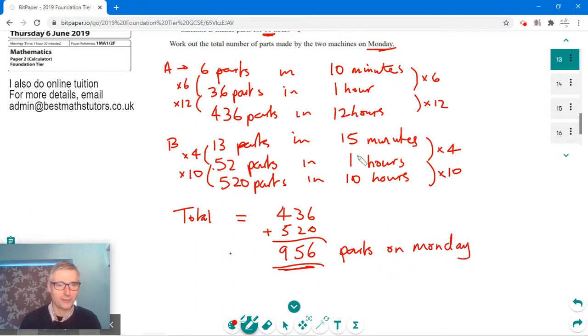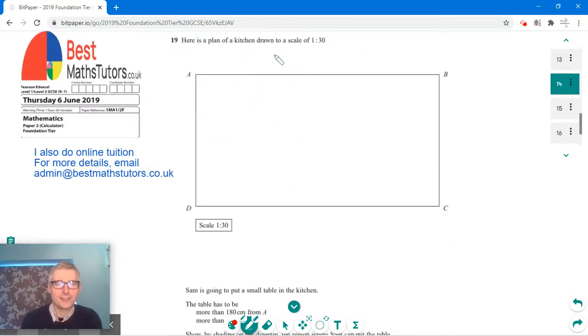So that's question 18 done. Question 19 is a question where we've got a diagram of a kitchen and it's drawn to the scale 1 to 30. And what that means is that any distances on our diagram are actually 30 times smaller than they would be in reality. So our objects or distances on here, on our diagram, are 30 times smaller than in reality.